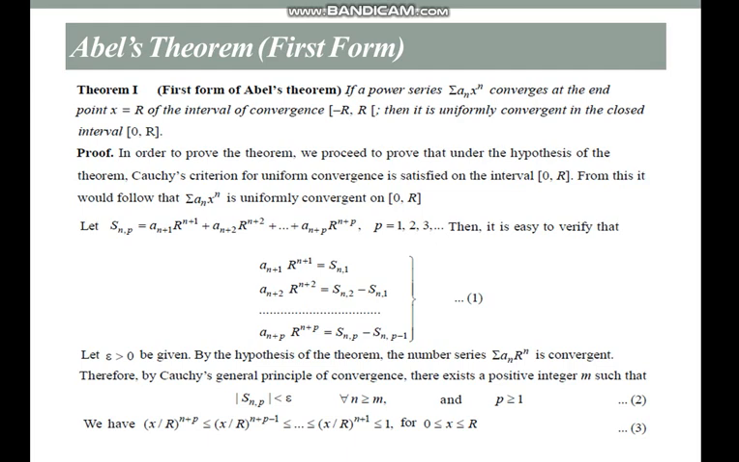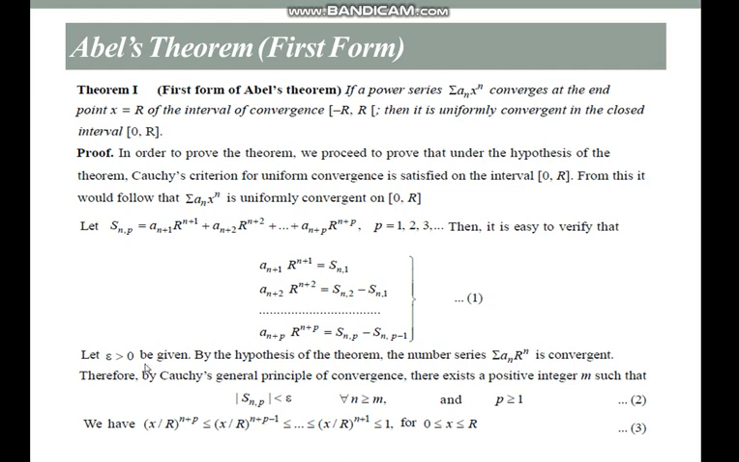Then it is easy to verify that a_{n+1} R^{n+1} is equal to s_{n1} and a_{n+2} R^{n+2} is equal to s_{n2} minus s_{n1}, and so on. We can write a_{n+p} R^{n+p} is equal to s_{np} minus s_{n,p-1}. We say this is equation number 1.